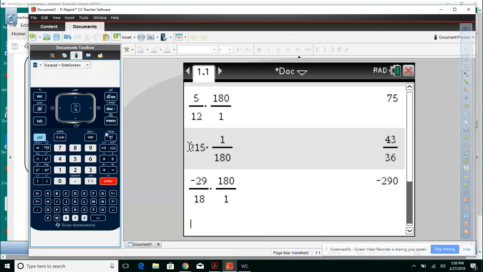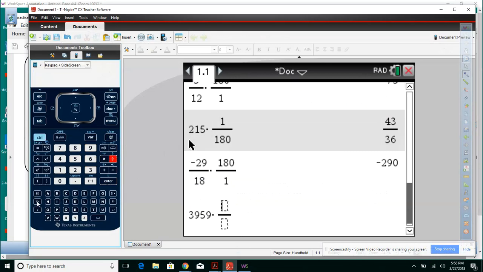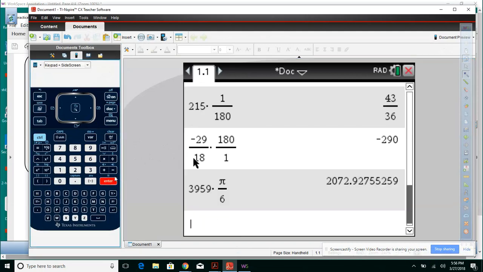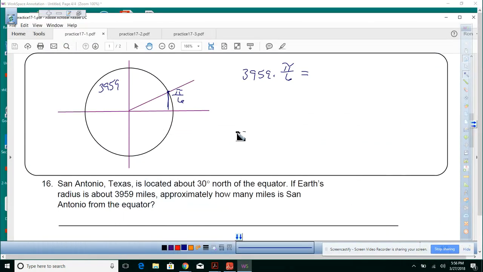Now let's go to our calculator. 3,959 times, and I'm going to put pi over 6, and I get 2,072.9. I'm just going to say 2,073 miles.